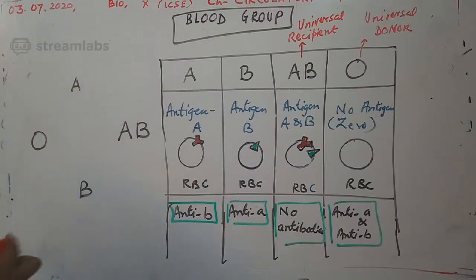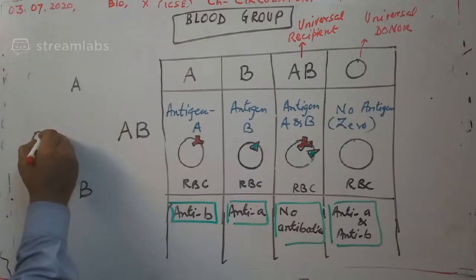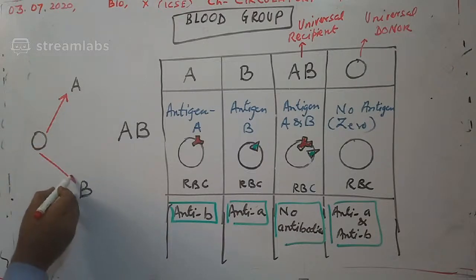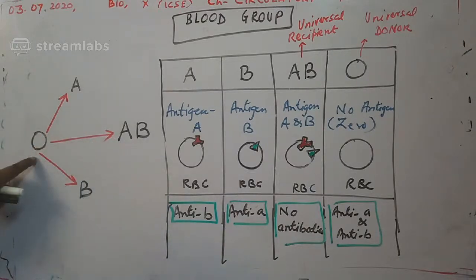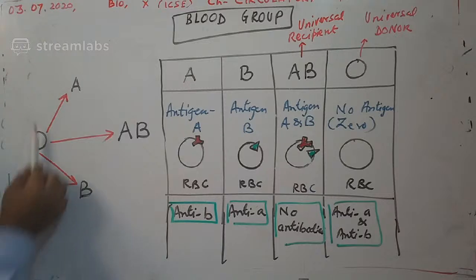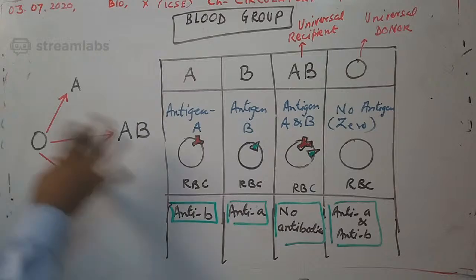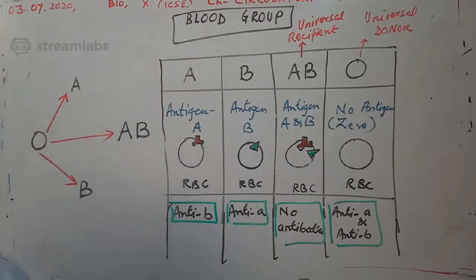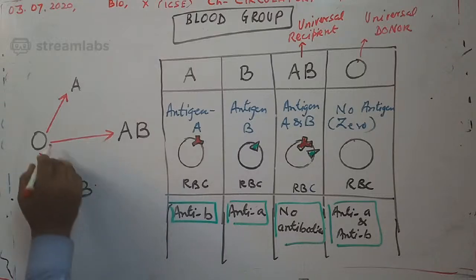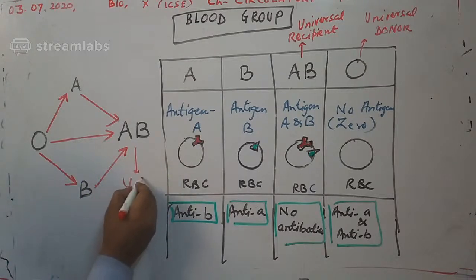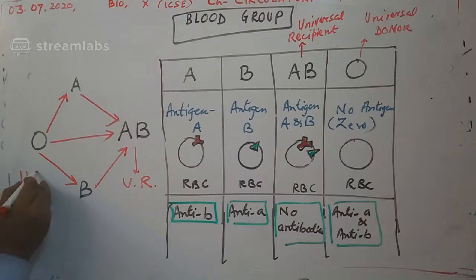Let us understand this. See, O is called universal donor because O can donate to blood type A, O can donate to blood type B, and O can donate to blood type AB. So persons with blood type O can donate blood to all blood groups A, AB, B, and itself. It can give itself also. So O can give blood to all blood groups. And AB can receive from O also, from B also, from A also. Therefore, AB is called universal recipient and O is called universal donor.